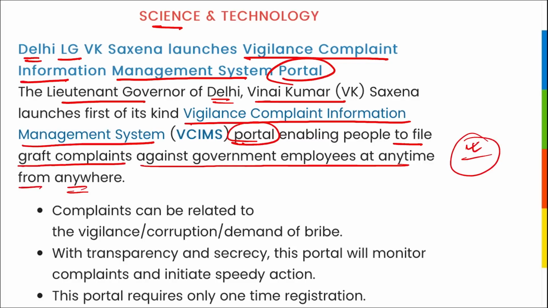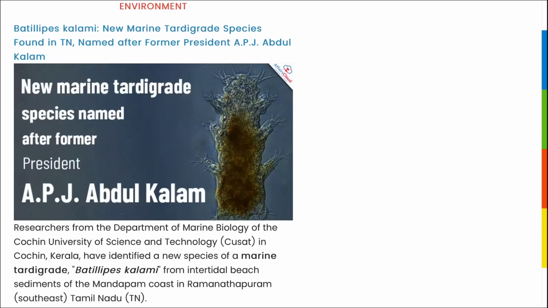This step was taken to help the ordinary general public complain against government employees if they are not working right. Complaints can be related to vigilance, corruption, demand of bribe. With transparency and secrecy, this portal will monitor the complaints and initiate speedy action. And this portal requires only one-time registration. Correct?